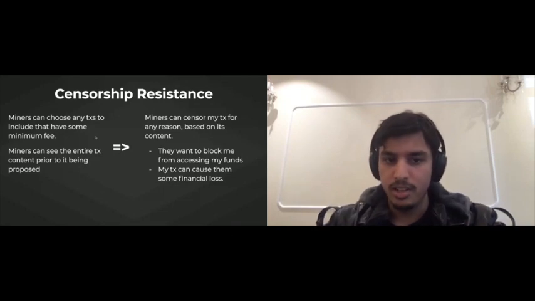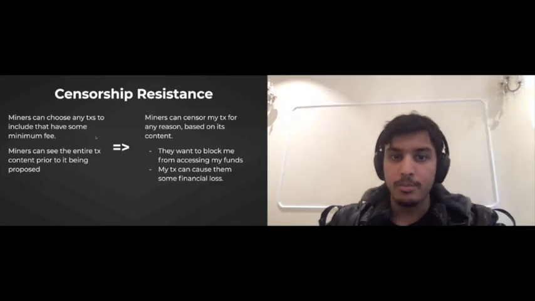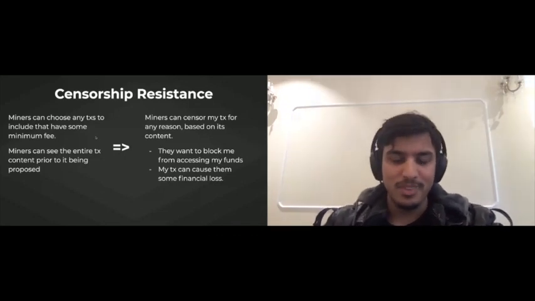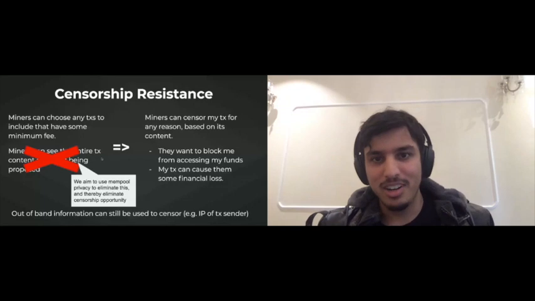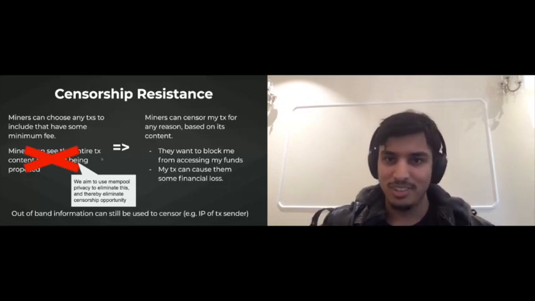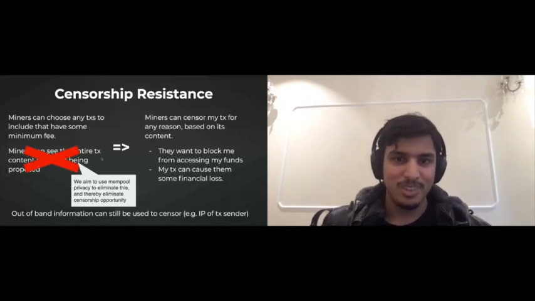So the goal is we want to eliminate the ability for block proposers to see transaction data before the transaction data is finalized. And we're going to be using mempool privacy to eliminate that, and therefore eliminate this censorship opportunity. Quick note, there's still more you can censor on, like the IP of the transaction sender, and we're going to need some P2P anonymity tricks to fix that. This is why Nym is very exciting, or Tor for P2P things.